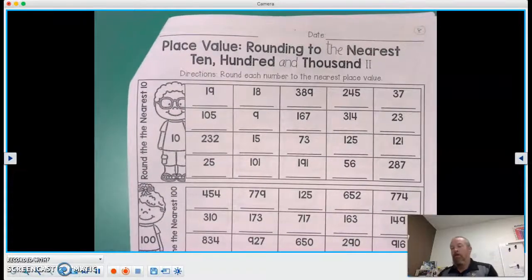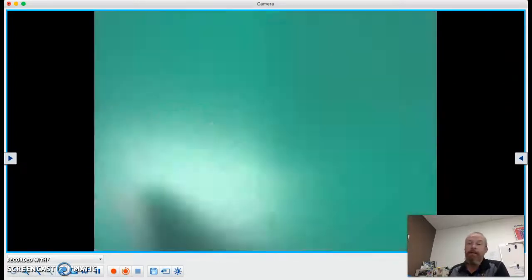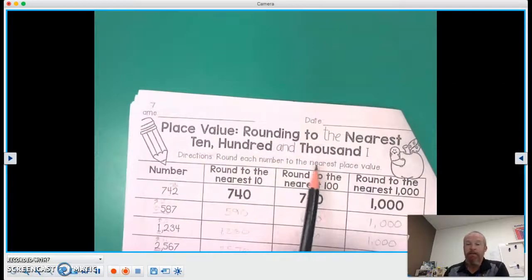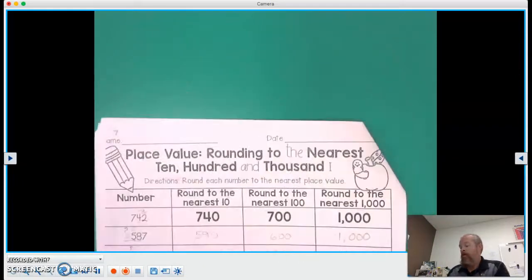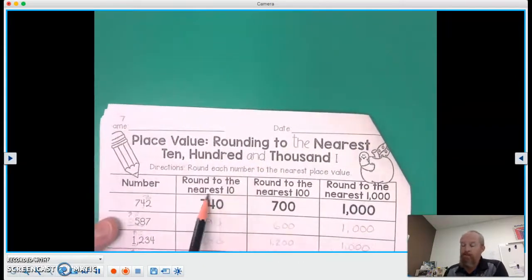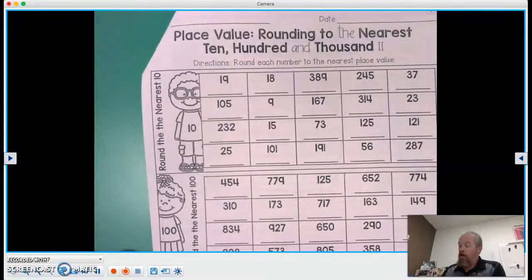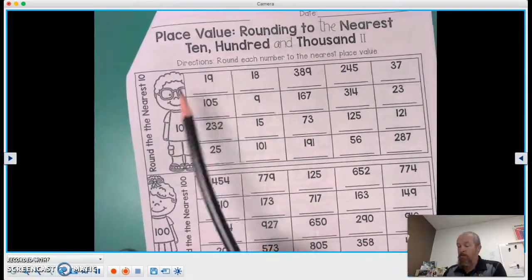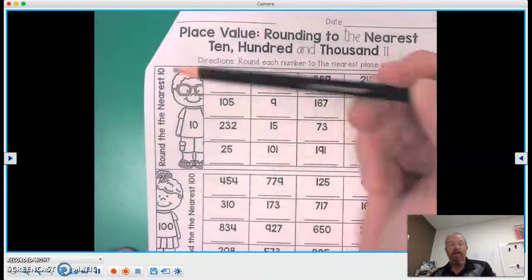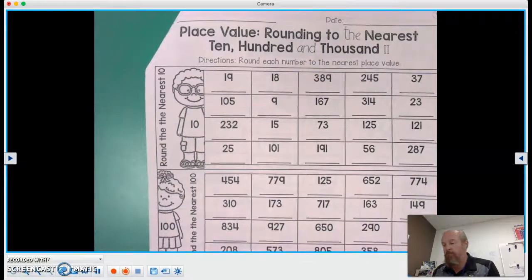We are on our fall math box packet, page number 8. And this is, again, another one on place value: rounding to the nearest 10, 100, and 1,000. They put the number 2 on there because we did this one yesterday or earlier today. Our whole top section is going to be just rounding to the nearest 10, so let's start with that first.